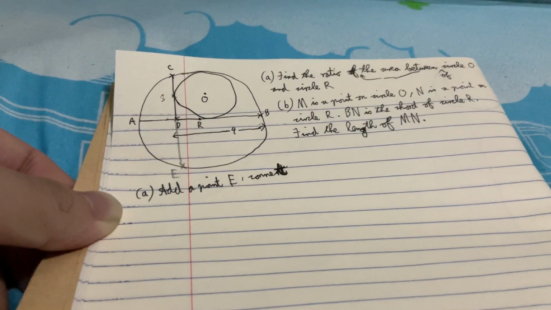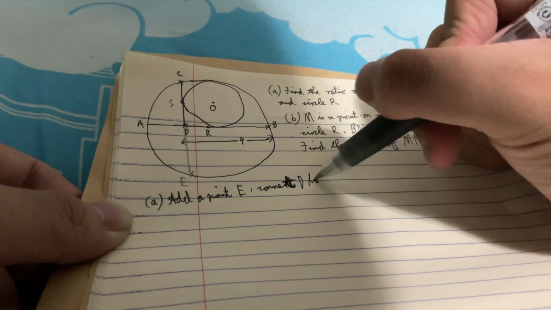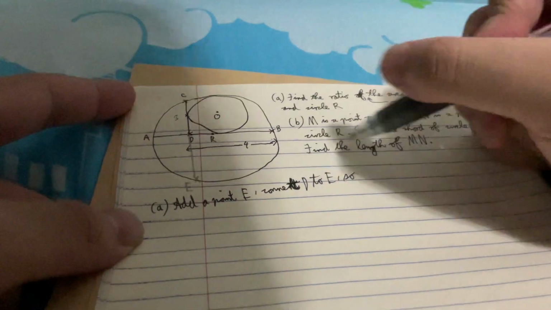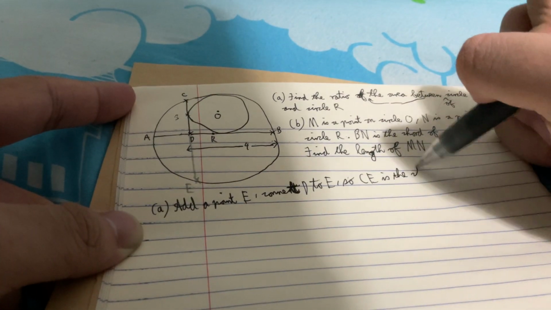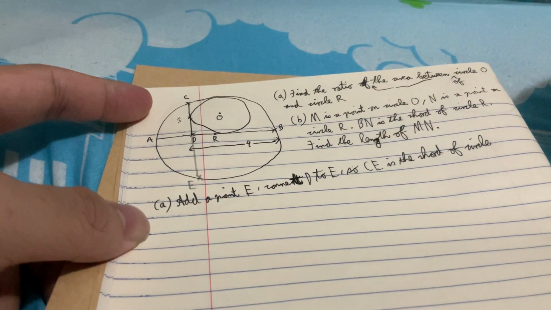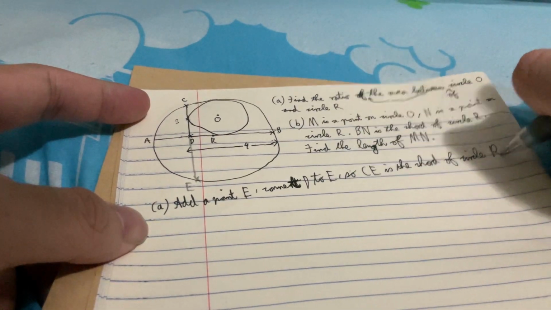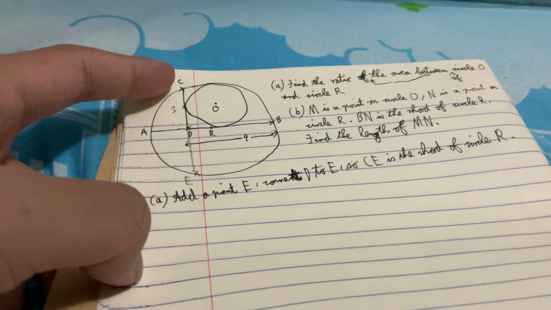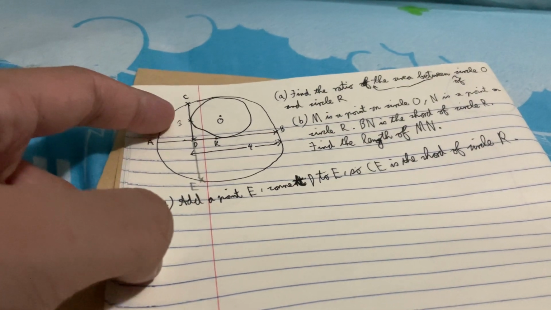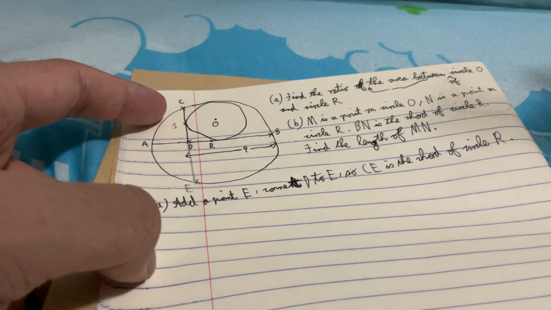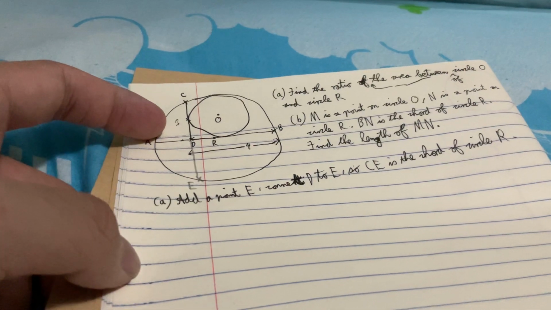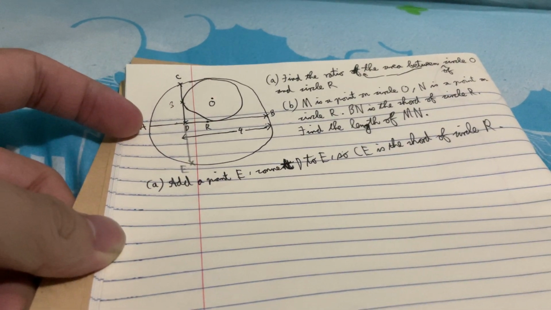This is kind of weird. My spelling. Connect D to E. So here we connect D to E, and our CE is a chord of circle R. Yes, we connect C to E. So CE is a chord of the circle R. This is the definition of a chord: if two points are on the circle and you connect them, it's a chord.